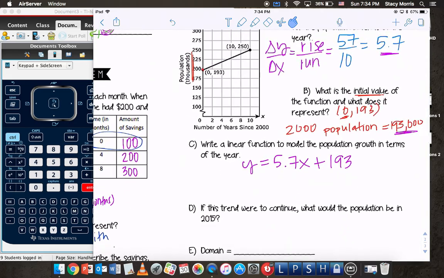D, if this trend were to continue, what would be the population in 2015? So in 2015, that actually goes off my graph, right? My graph only goes to 2012, so I could kind of make a prediction if I kept drawing the line, but it's much easier if I just know what X is going to stand for. So in 2015, that would be 15 years since 2000. So right here, X would be 15. So I'm just going to put a 15 in right here and then simplify. I'm going to use my calculator to do that. So if I use 5.7 times 15, again, because 2015 would be 15 years since 2000 plus 193.